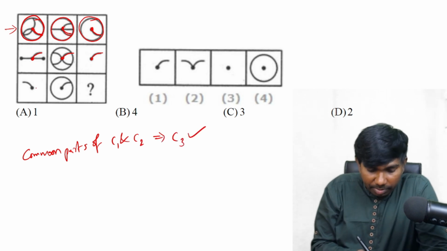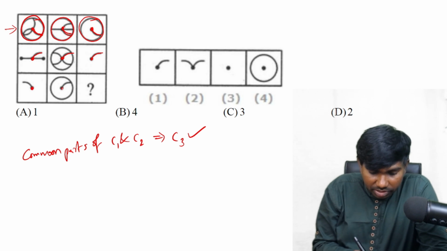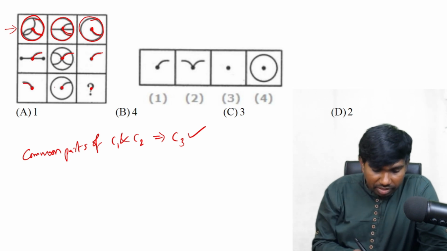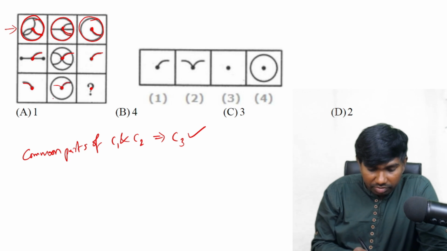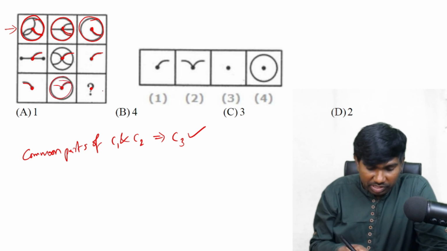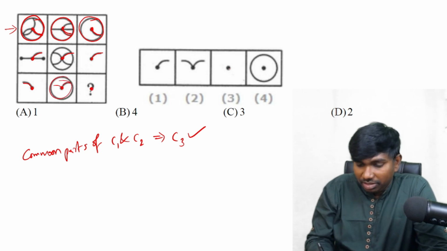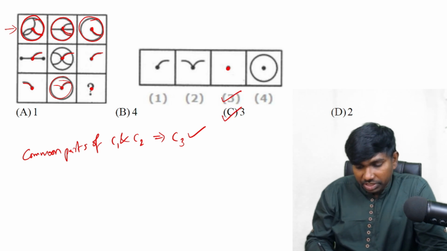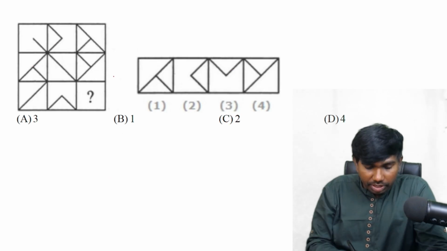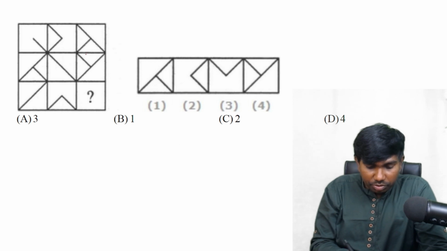Okay, here the common part is the center dot. Center dot must be there, and here this curve is not available, this curve not available, circle not available. That means only a dot must be there in the middle. A dot is there in the middle in figure 3. Figure 3 is there in option C. Okay, yeah, check this one and try to get the logic.